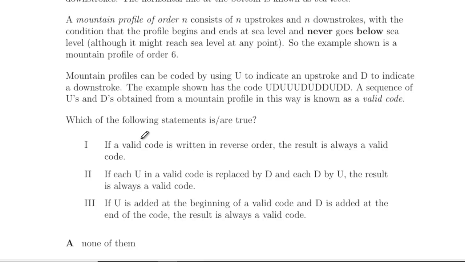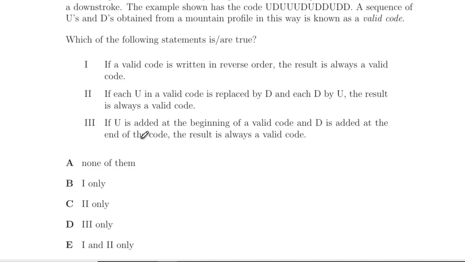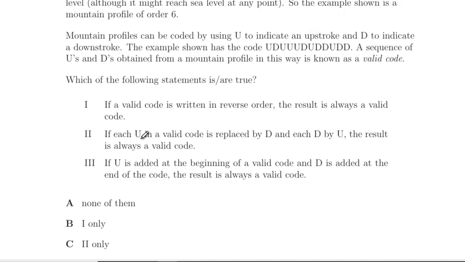Okay, mountain profiles can be coded using U's for ups, D's for downs. Fine. A sequence of U's and D's obtained from a mountain profile in this way is known as a valid code. Which of the following is true? Valid code is written in reverse order. The result is always a valid code. Well, no, because you're going to end on a down. So if you do it backwards, you're going to start by going down and go below sea level. If each U in a valid code is replaced by a D and D by a U, the result is a valid code. Same problem. You'll start with a D and you can't start with a D.